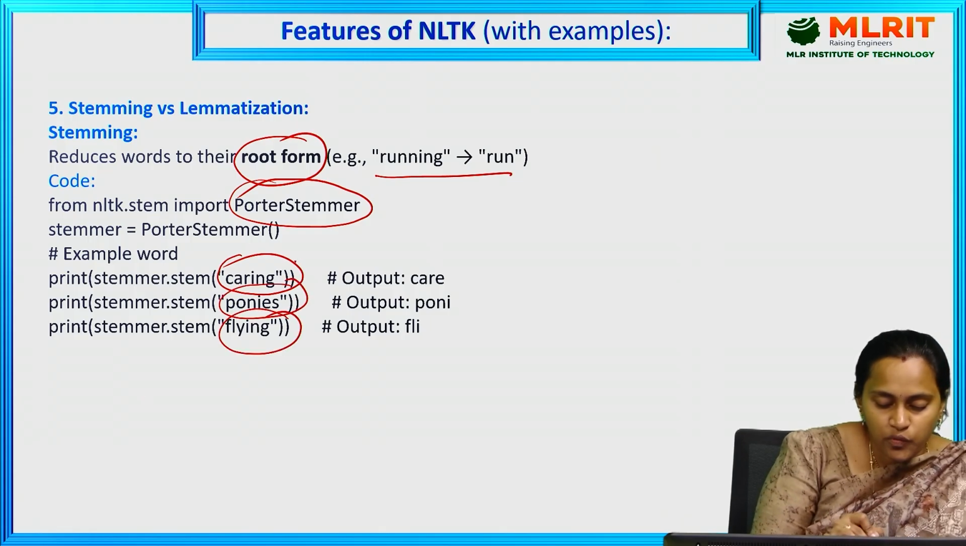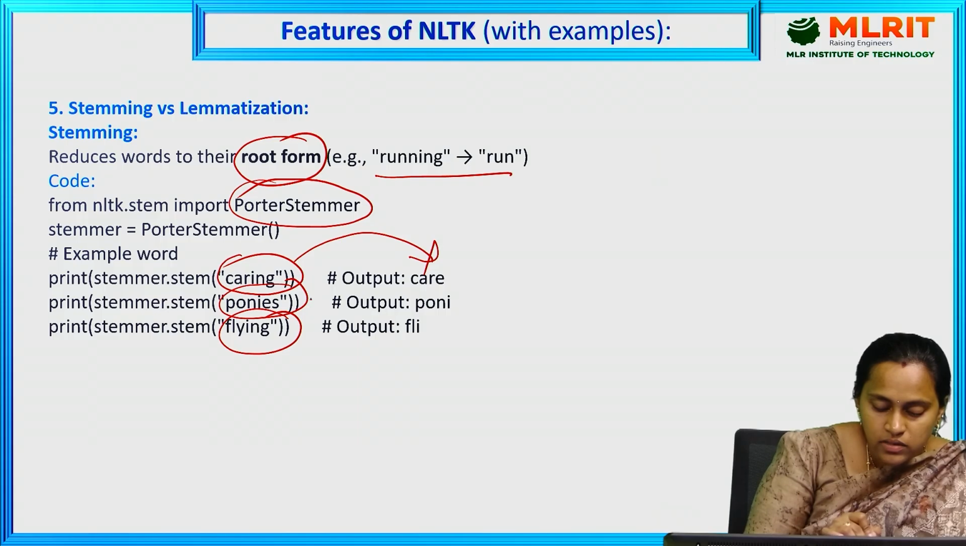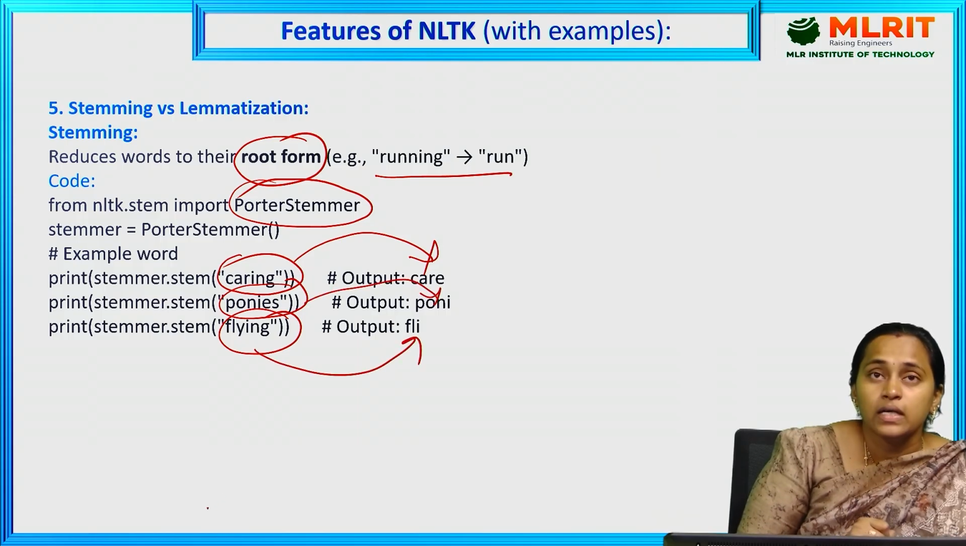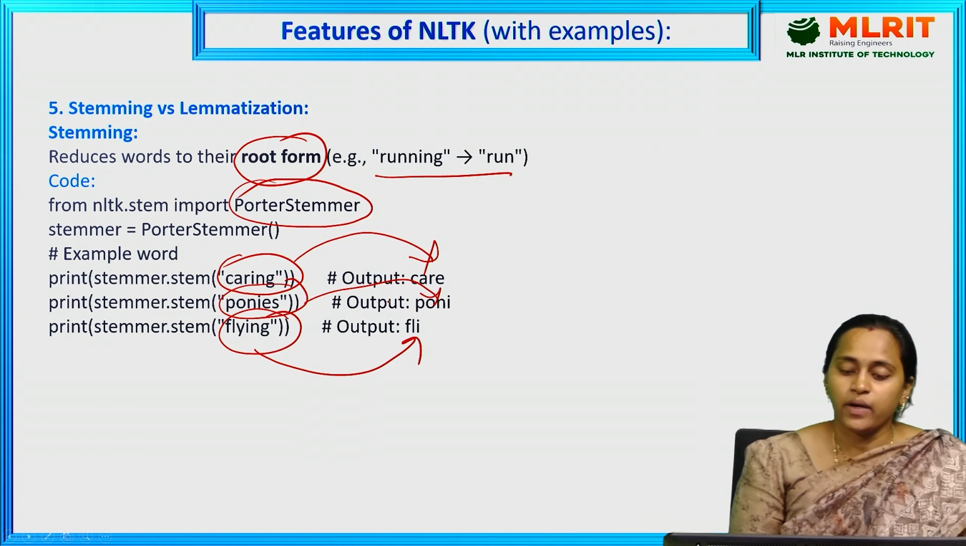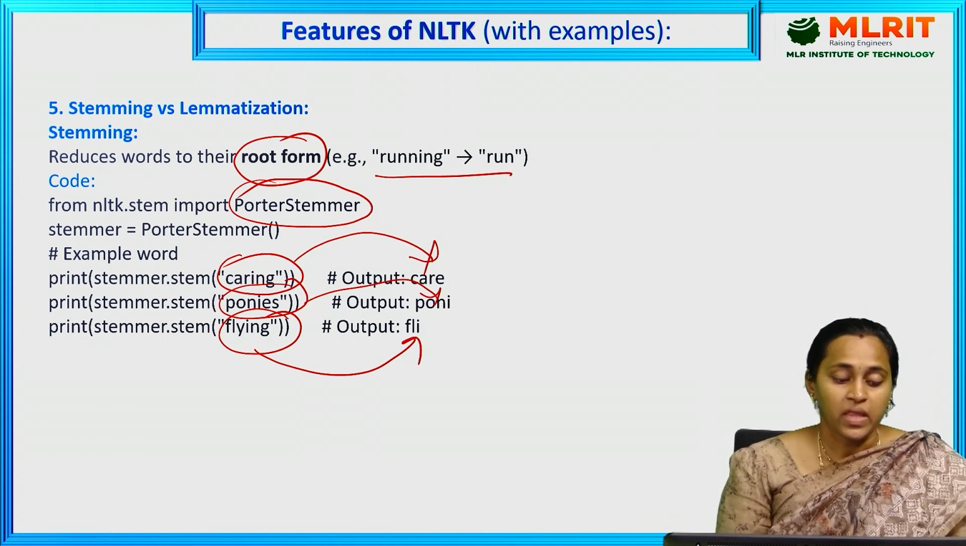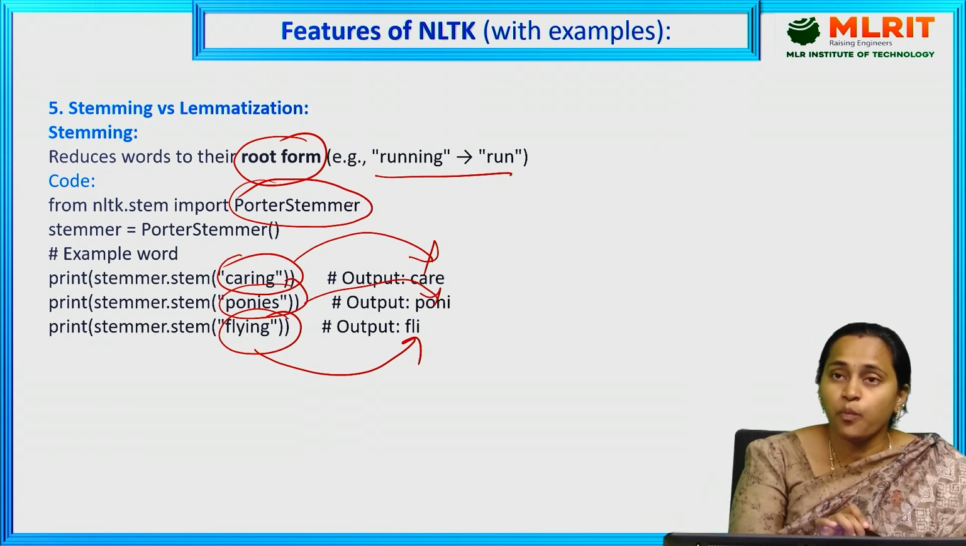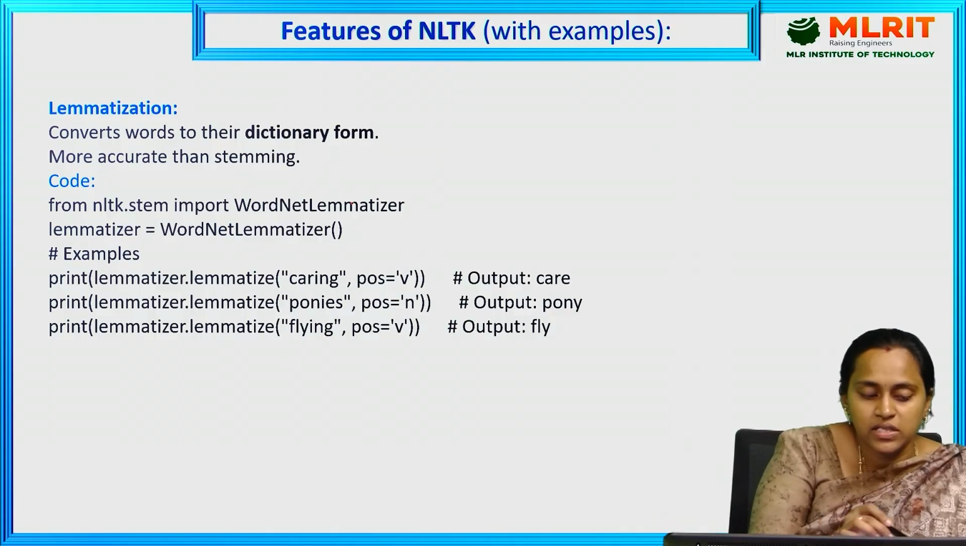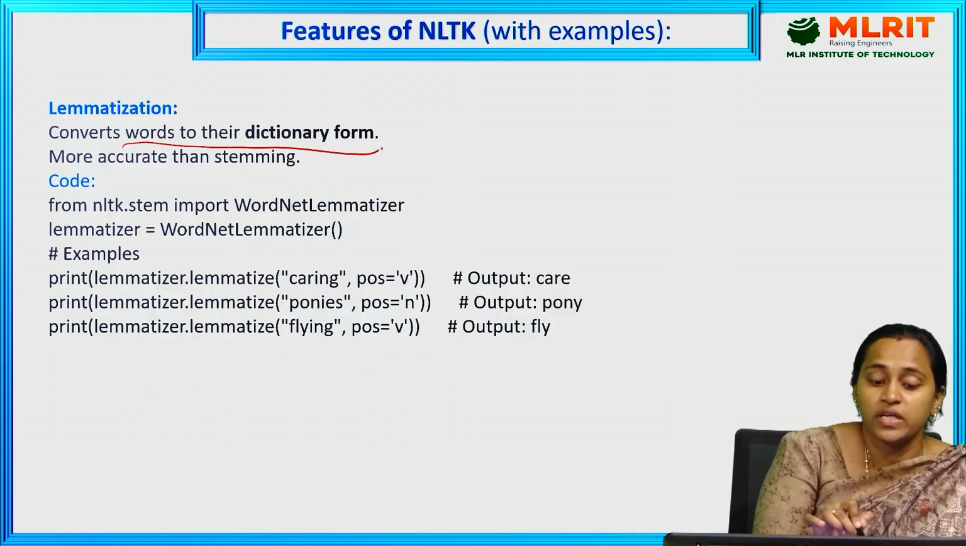What are the root words here? Caring gives care, ponies gives poni, flying gives fly. These are some root words, not always accurate, right? This is the stemming process using the Porter stemmer. Let's see lemmatization. It converts the word to its root dictionary form.